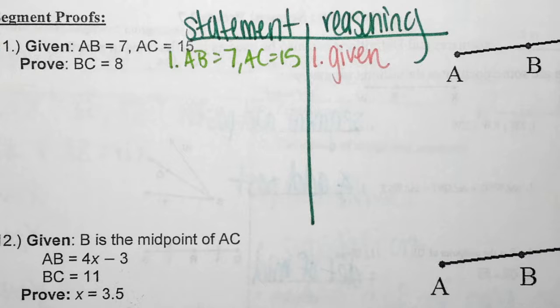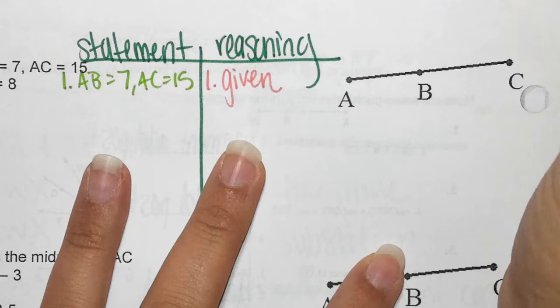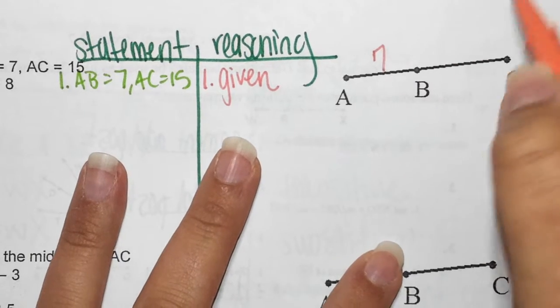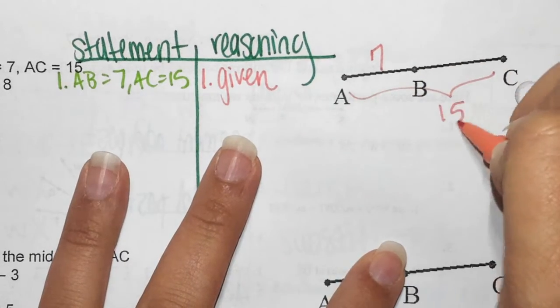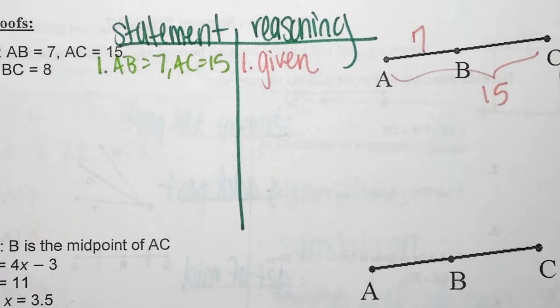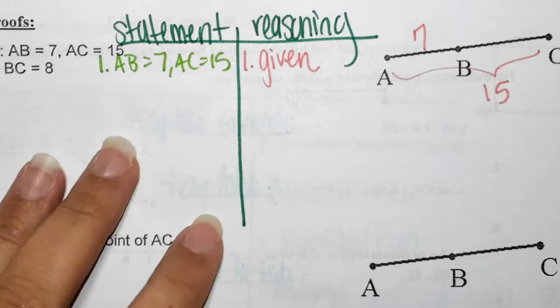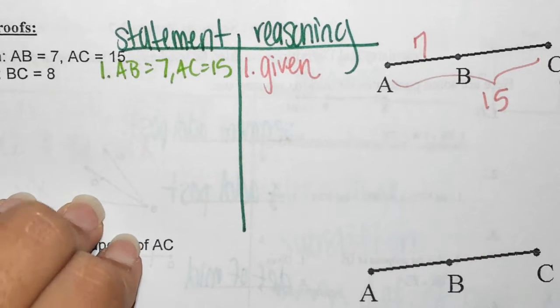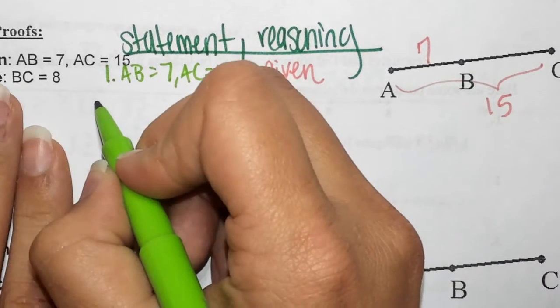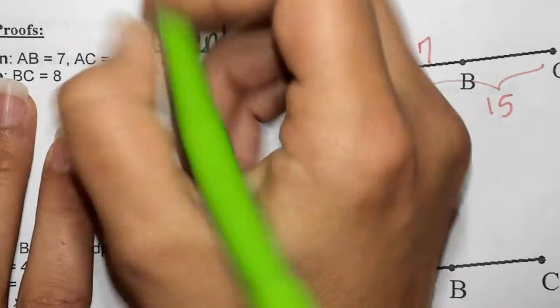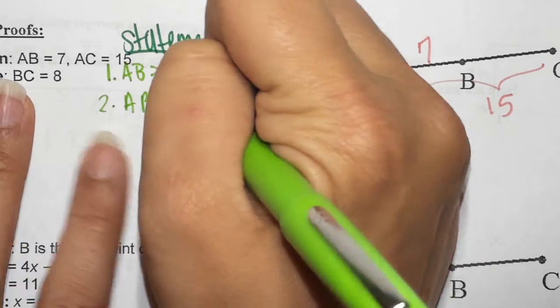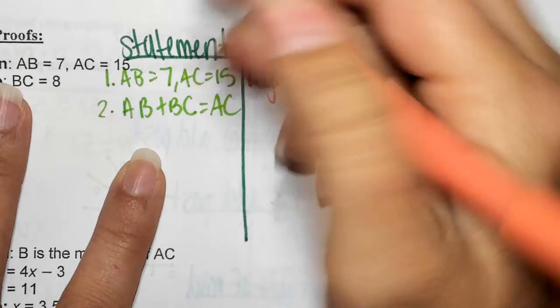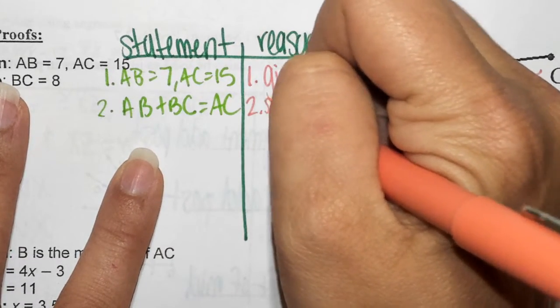Now, we're trying to prove that BC equals 8. So we have that this is 7, and the whole thing is 15. So what should we do since we have segments? We got to write something first. First, segment addition. You have to do the segment addition postulate first. We have to say that if you add AB and BC, then you'll get AC. You have to say that every time.